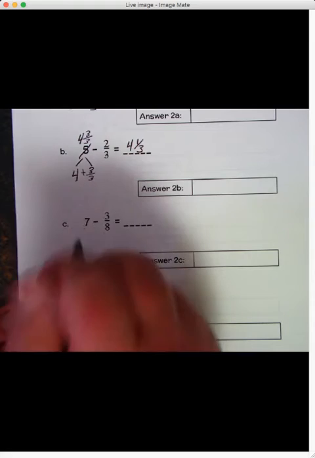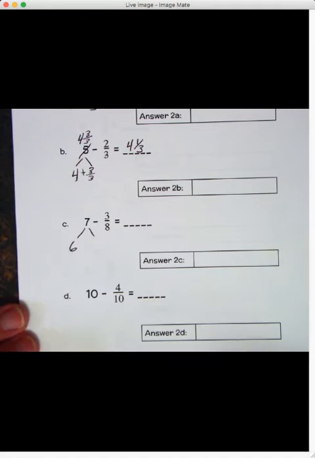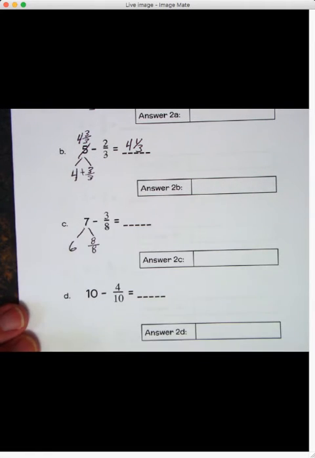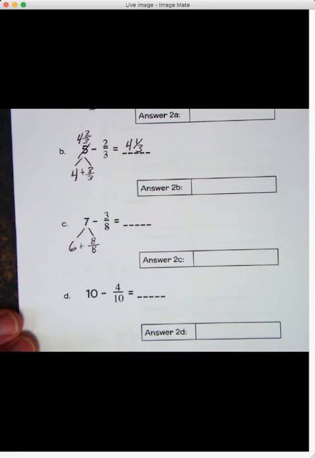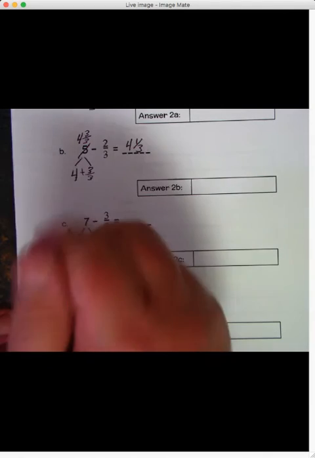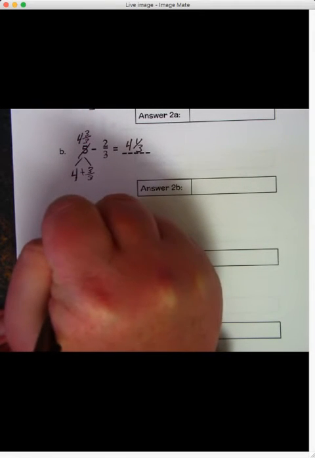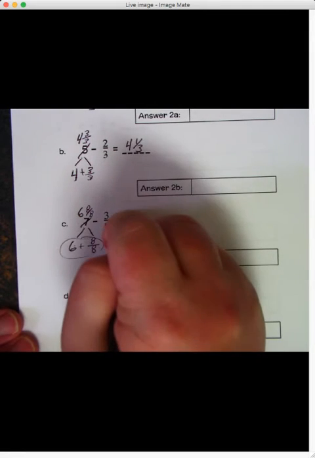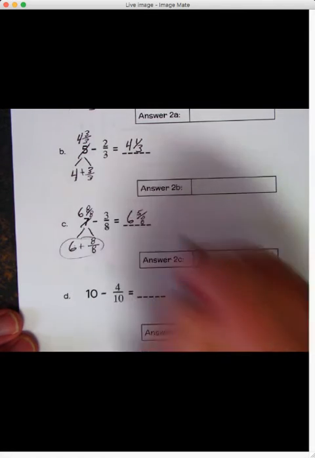Let's take the 7. Let's decompose it. We're going to make it 6. And we're going to make these 8ths. So let's do 8 eighths. 6 plus 8 eighths. 8 eighths is equal to 1. So that would be 6 plus 1 is 7. That's why we're able to do it like this. So we're just going to take these two numbers and write them up here. 6 and 8 eighths because they're the same thing as a 7. Now I can subtract 6 and 8 eighths minus 3 eighths is 5 eighths.